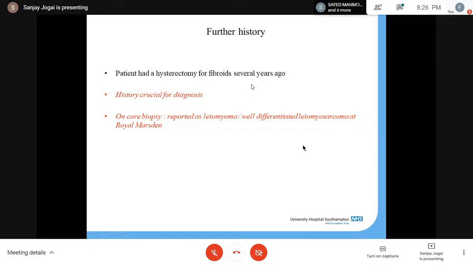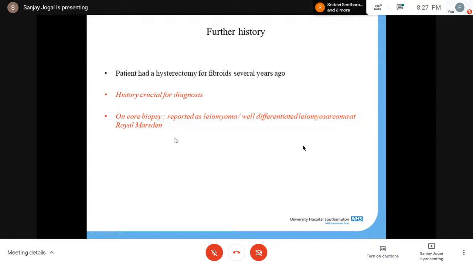And then if you see this entity, you have to always go back to the history. And we came to know that because she was 60 plus, she had had a hysterectomy for fibroid several years ago. But we didn't have access to the histology of that, and that was very crucial.